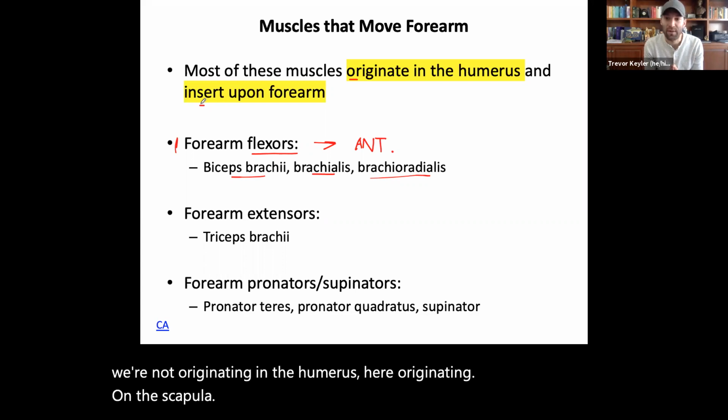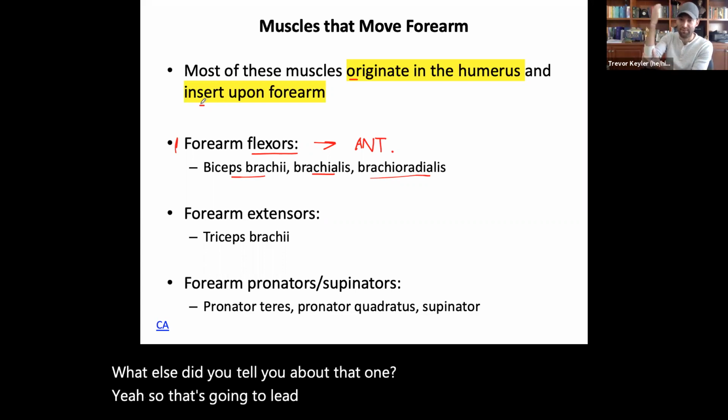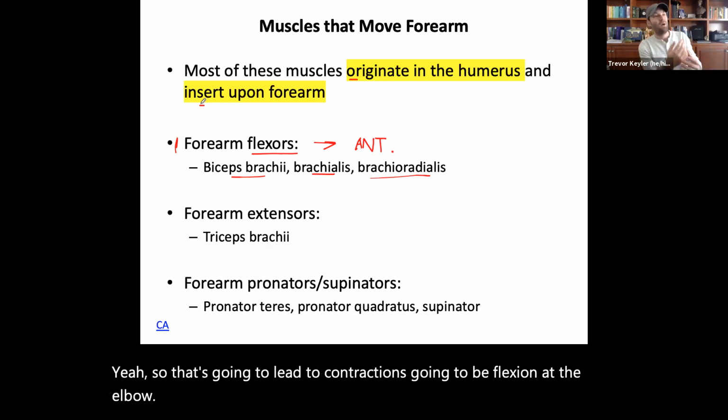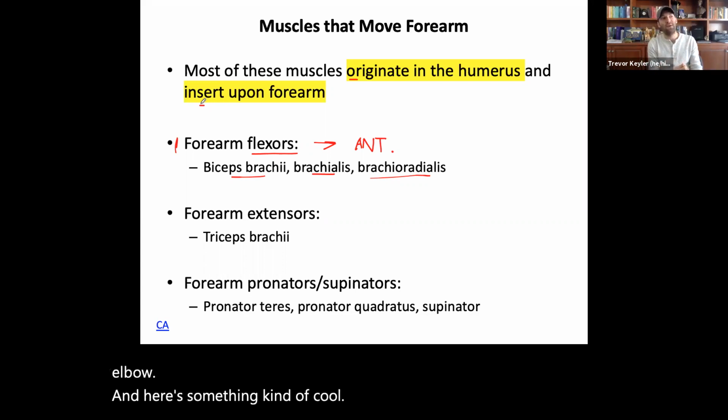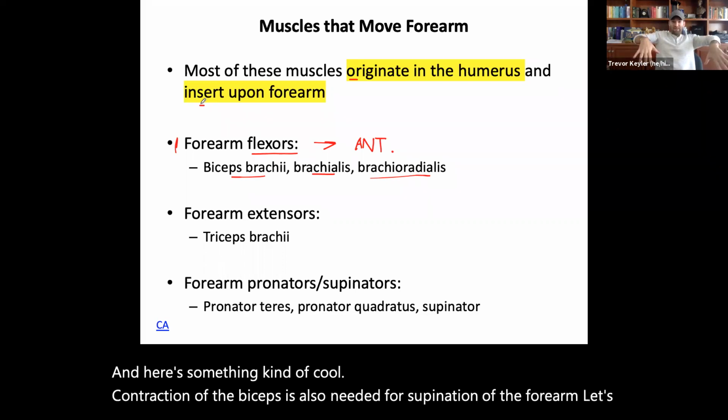What else is going to tell you about that one? Yeah, so that's going to lead to contraction, flexion at the elbow. And oh, here's something kind of cool. Contraction of the biceps is also needed for supination of the forearms. Remember, that's palms out instead of backs of palms.